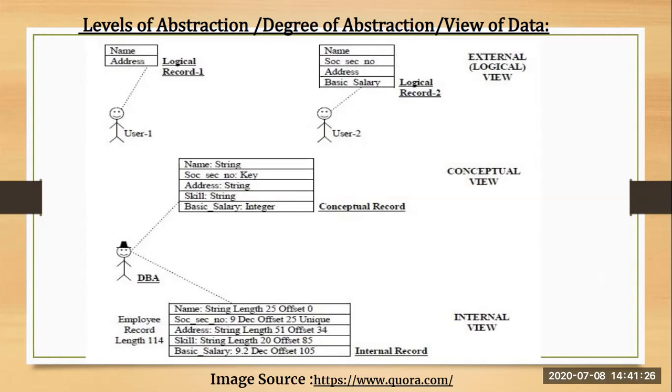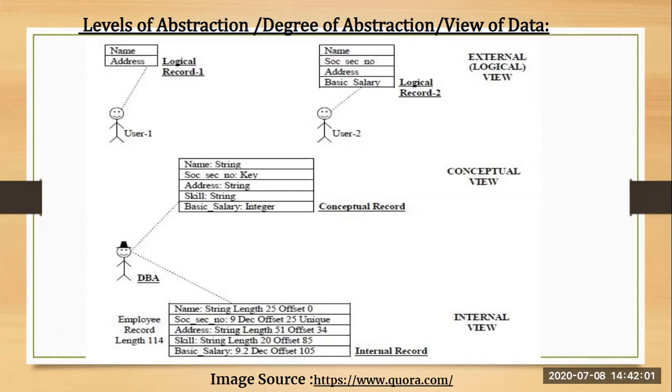For example, on the slide here, I have created logical record one where I'm showing just name and address to my user one, whereas in logical record two, for user two, I'm showing the name, the section number, address, and basic salary. So in short, when I talk about views, according to the user, you can create the view and show them, because we cannot show all the details to everyone. According to the users, we have to create the views and show the data to them.